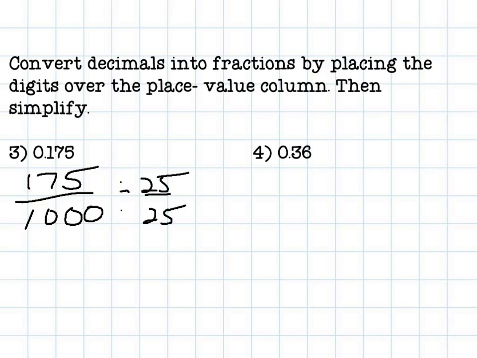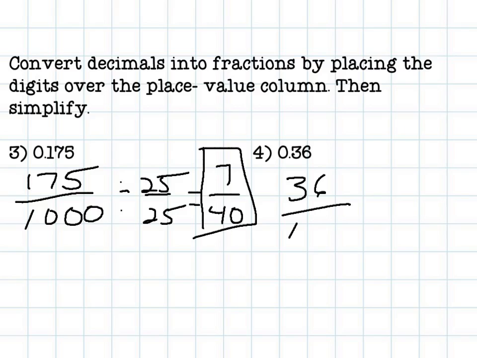And you can do that if you think about money. If you have $1.75 or you have $10, quarters will go into it. So 25 goes into 175 7 times, and 25 goes into 1,000 40 times. And that will be your simplified fraction. Okay, take a moment, pause the video, and see if you can simplify 36 hundredths. So you write 36 over 100. What goes into both of them is 4, so divide them both by 4, and you end up with 9 over 20.